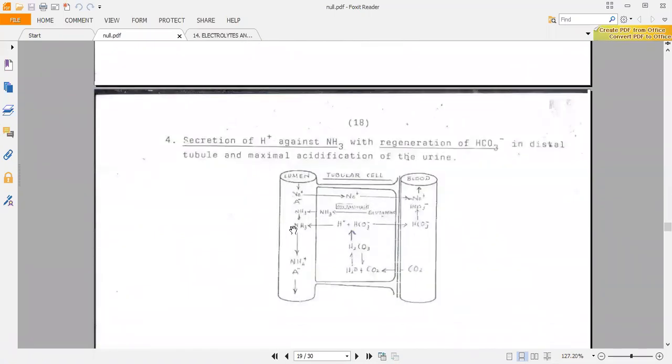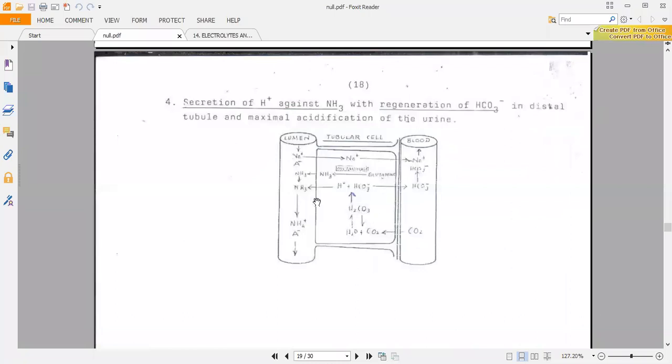The same thing occurs over here, just that here we are using ammonia to accept the H plus ions. And in this case we are also producing new HCO3 minus, regeneration.